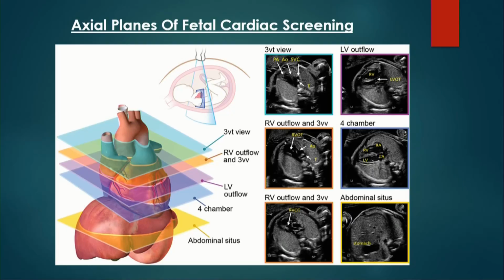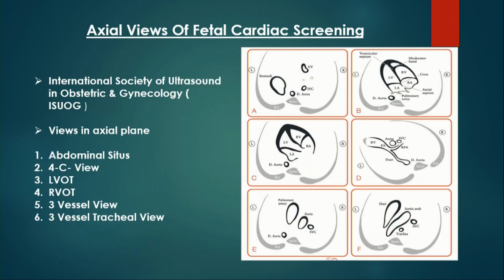Now these are the planes of scanning of the fetal heart. These are the axial planes or the transverse sections of the fetal upper abdomen and thorax. The first plane starts from the transverse section of the fetal abdomen. That is abdominal situs, 4-chamber, then outflow tract, then 3-vessel view and 3-vessel tracheal view. The abdominal situs, 4-chamber, 3-vessel view and 3-vessel tracheal view are the true transverse planes or true axial planes, while the outflow tract, that is LVOT and RVOT, are the slight oblique planes.